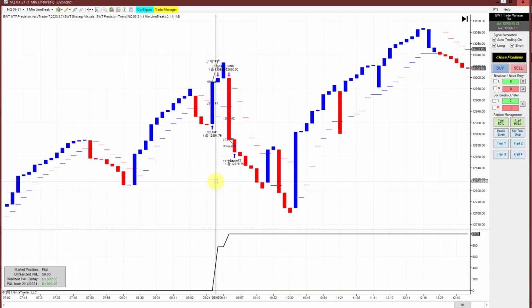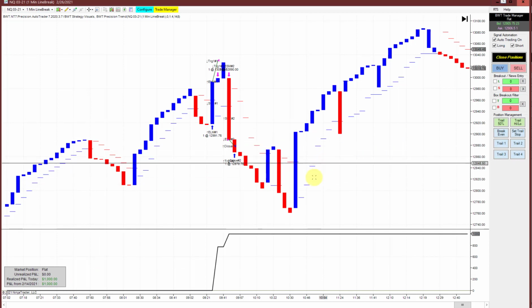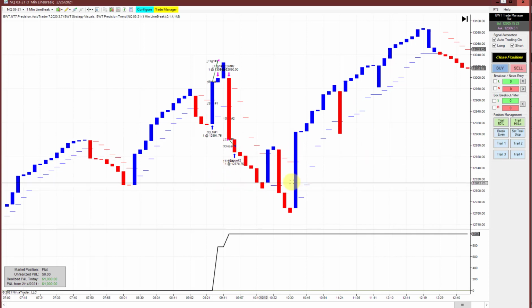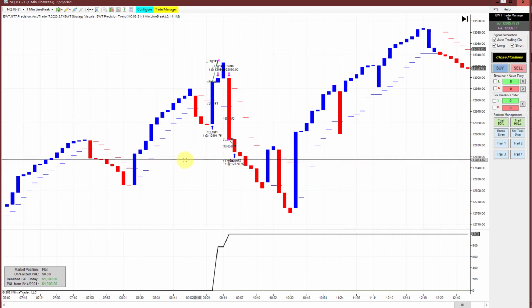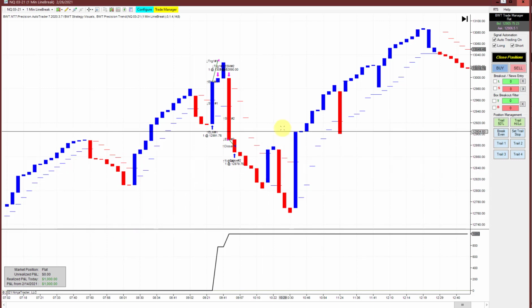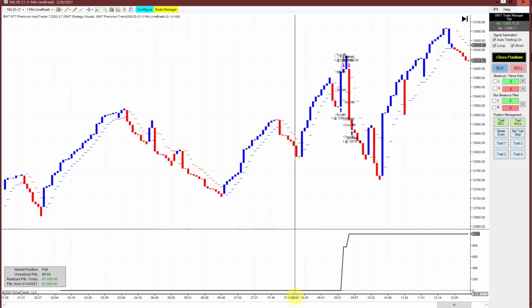For those of you that are not familiar with line break, Google it for a definition. I'll talk more about it, but it's quite effective with the AutoTrader, and it can trade in many different time frames. You've seen Trader Jim use it quite effectively.